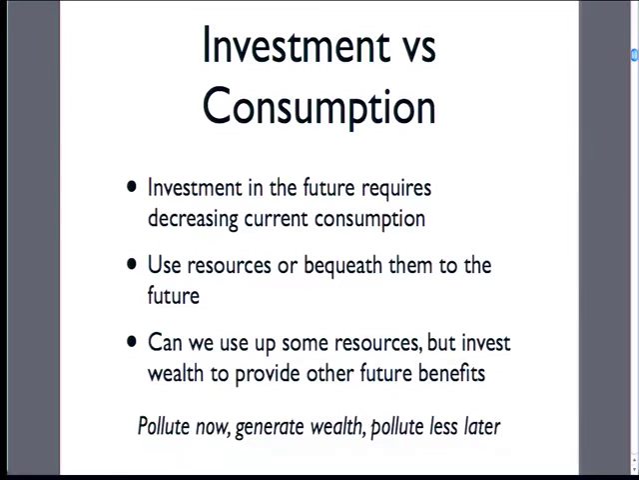So we can use our resources or we can leave them intact into the future. So a question for policy is how to balance this off. How can we use some resources? We need to use some of our clean air now because we need to get around and we need to generate some electricity. But how do we leave an optimal amount for future generations?